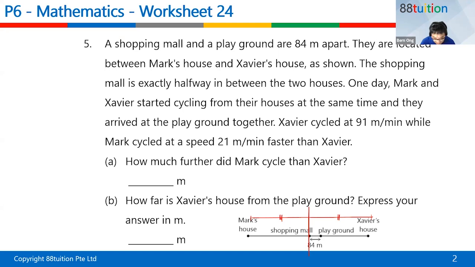One day, Mark and Xavier cycled from their houses at the same time. They arrived at the playground together. So what is happening is Mark is further from the playground. This is the playground. So Mark cycled further and faster to reach the playground, while Xavier only cycled a short way. We know that Xavier's speed is 91 meters per minute, while Mark's speed is 21 meters per minute faster than Xavier's. How much further did Mark cycle than Xavier?